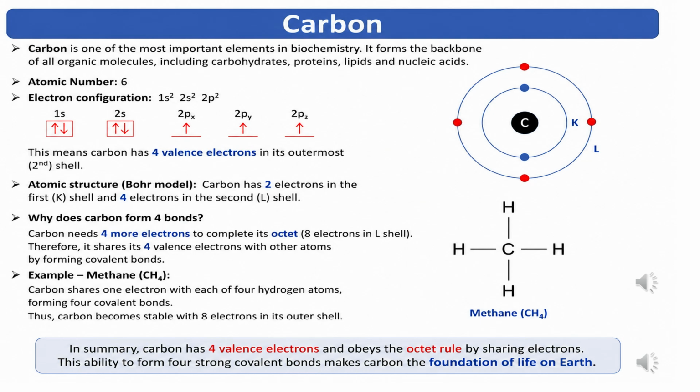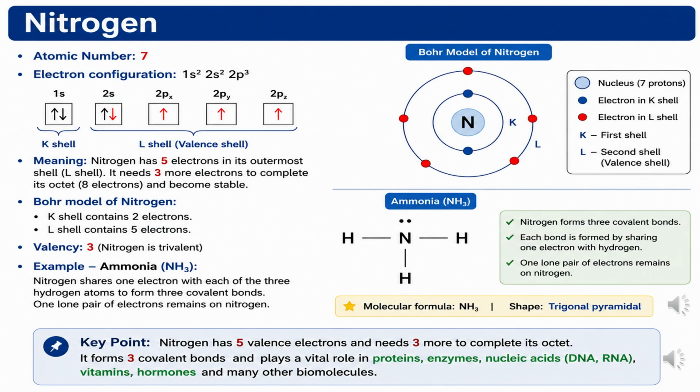Because of its ability to form 4 strong covalent bonds, carbon serves as the backbone of carbohydrates, proteins, lipids, nucleic acids, and countless other organic compounds, making it the fundamental element of life. Now, let's discuss nitrogen, one of the most important elements essential for metabolism and life.